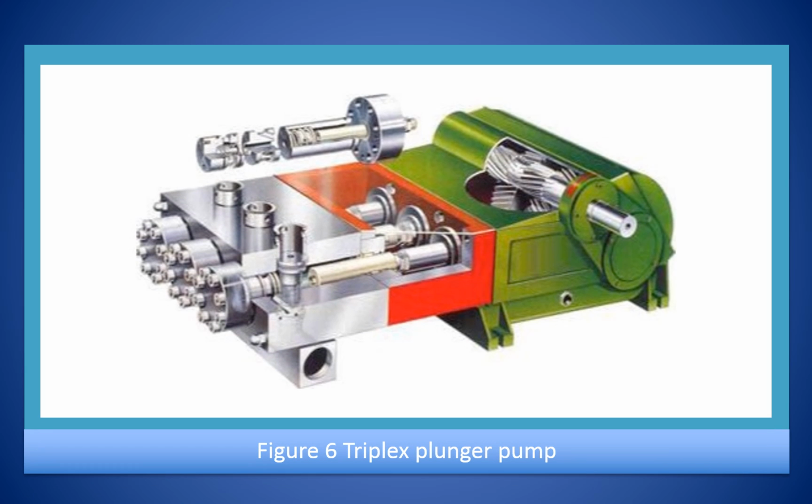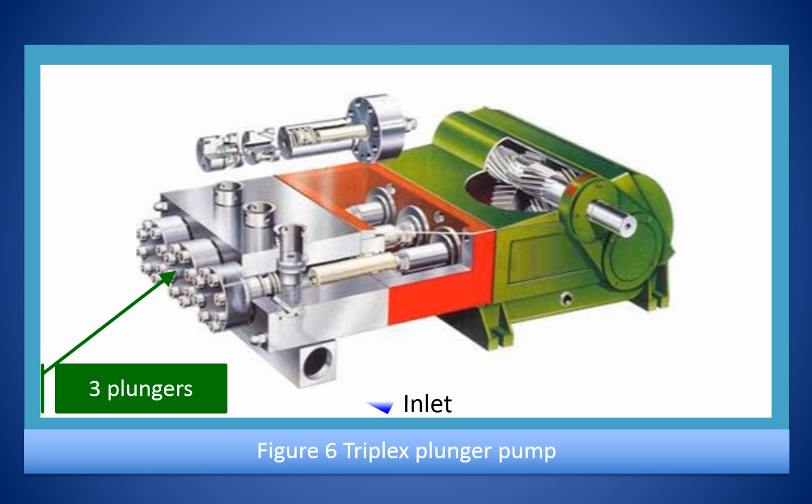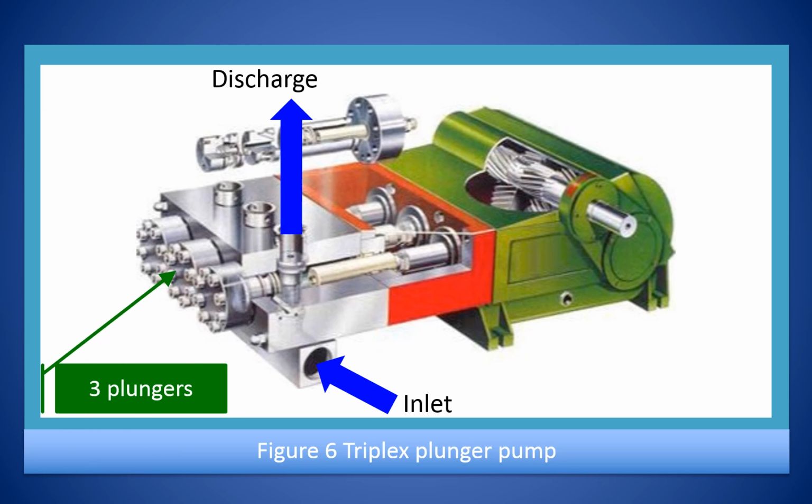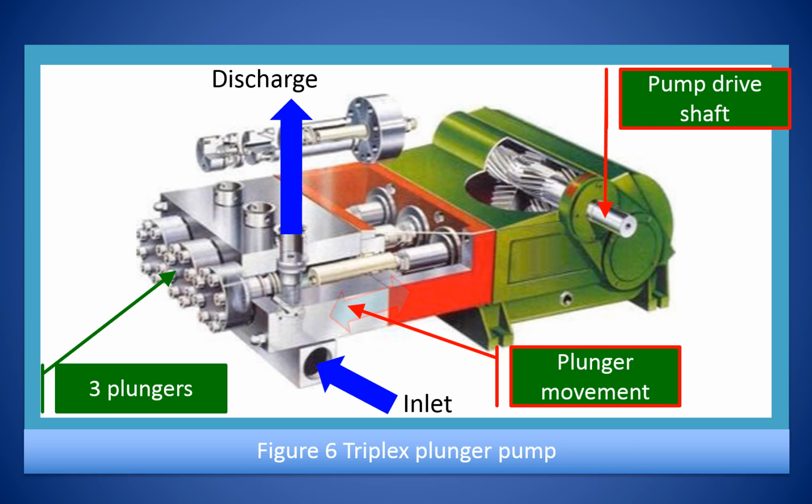Illustrated in this figure is a triplex pump. Three plungers are fixed in a single casing. You can also see how the rotary motion of an electric motor is converted into a reciprocating motion for the pump shaft.